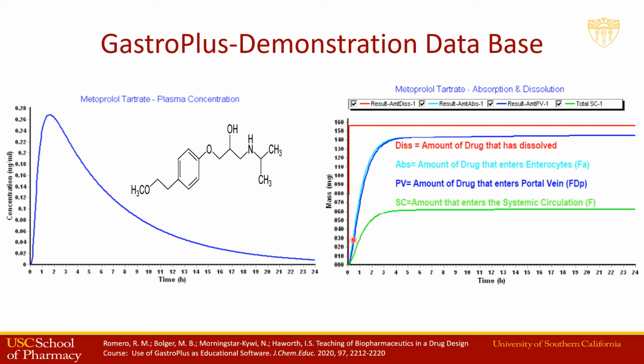The amount of drug that's absorbed into the enterocytes, the light blue. The dark blue is the amount of drug absorbed into the portal vein. And the green curve is the amount of drug absorbed into the systemic circulation. And we try to look at these curves and try to understand why there are differences between the curves. So for example, the difference between the portal vein curve and the systemic circulation curve is due to metabolism in the liver.